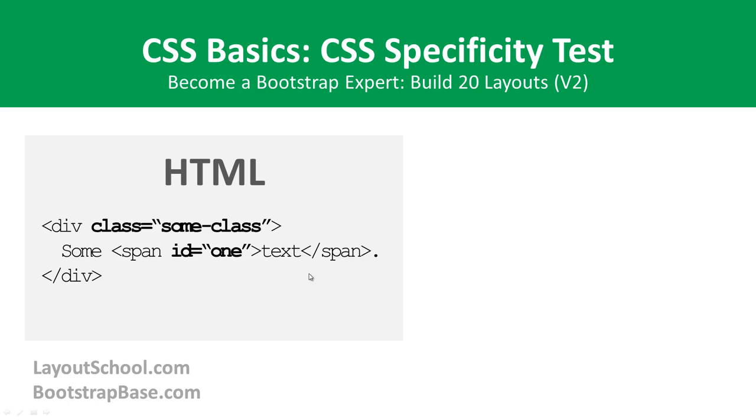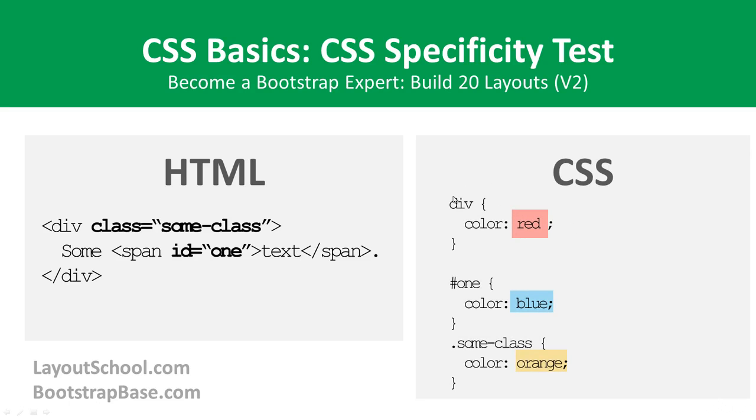So now looking at this HTML snippet, we are going to provide some CSS for it. We've got a div, so this is the element selector, and the property color is given the value of red. Then we've got the ID selector, and the color is blue. And finally we've got the class selector, and the color is orange. And now the question is, how is the page going to be rendered? What colors are going to be assigned to the word text and to the word sum?